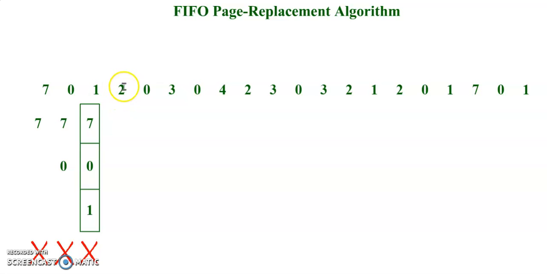Now we are going to insert the element 2, so the page frame is filled. We have to find an empty space, so we are going to see the oldest element. As far as this example, 7 is the oldest element, so we are going to replace 7 with 2.